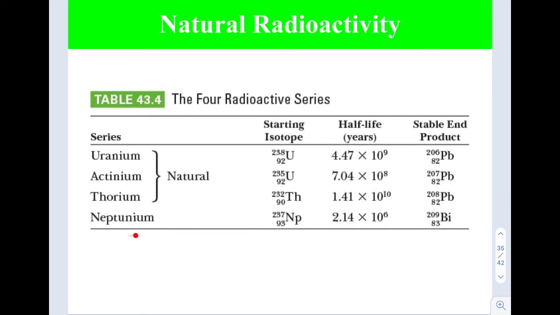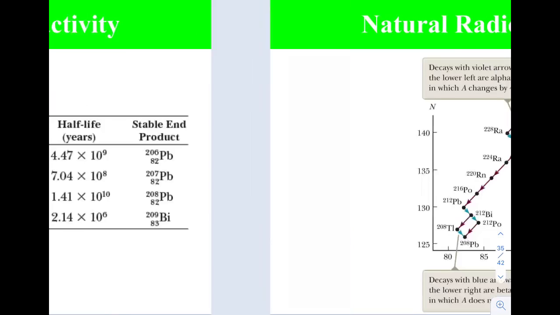The one that is artificially done in the lab is the neptunium series. It starts with neptunium-237 and ends with bismuth. The half-life here is long, on the order of 10 to the power of 6 years, right?